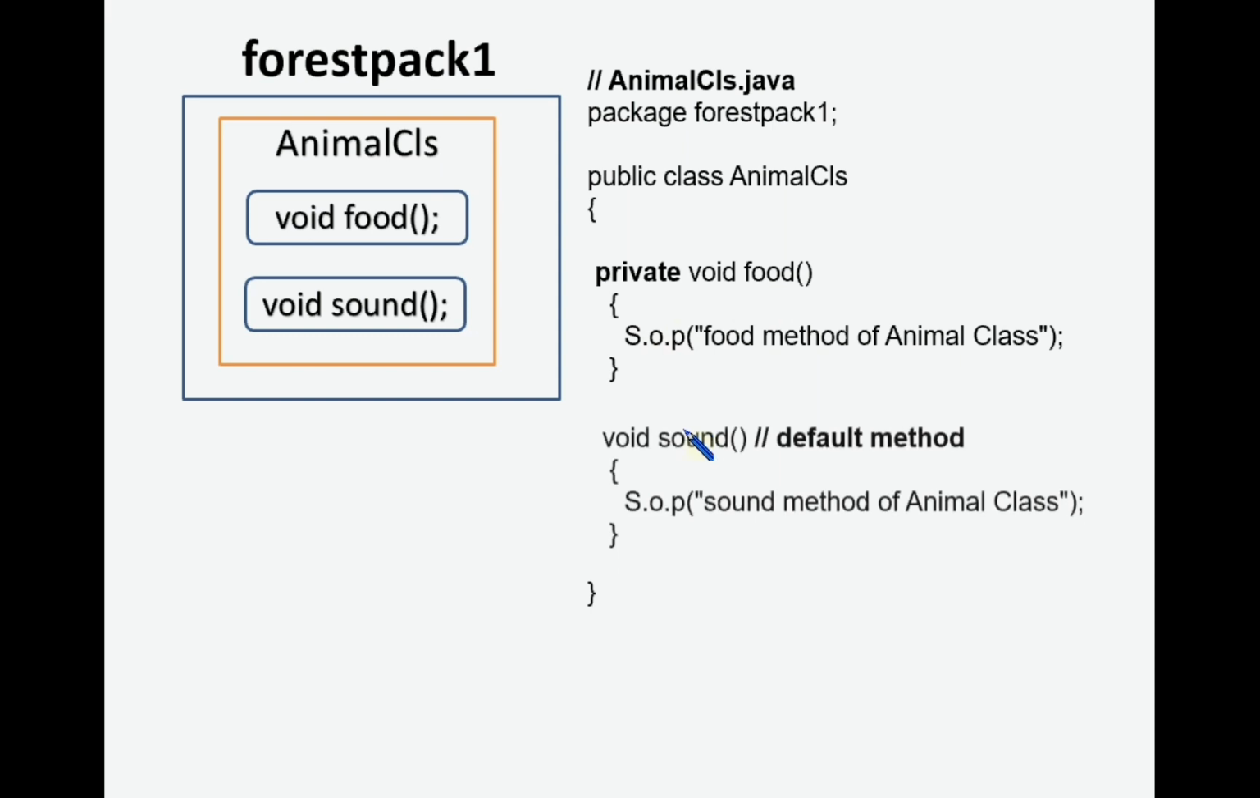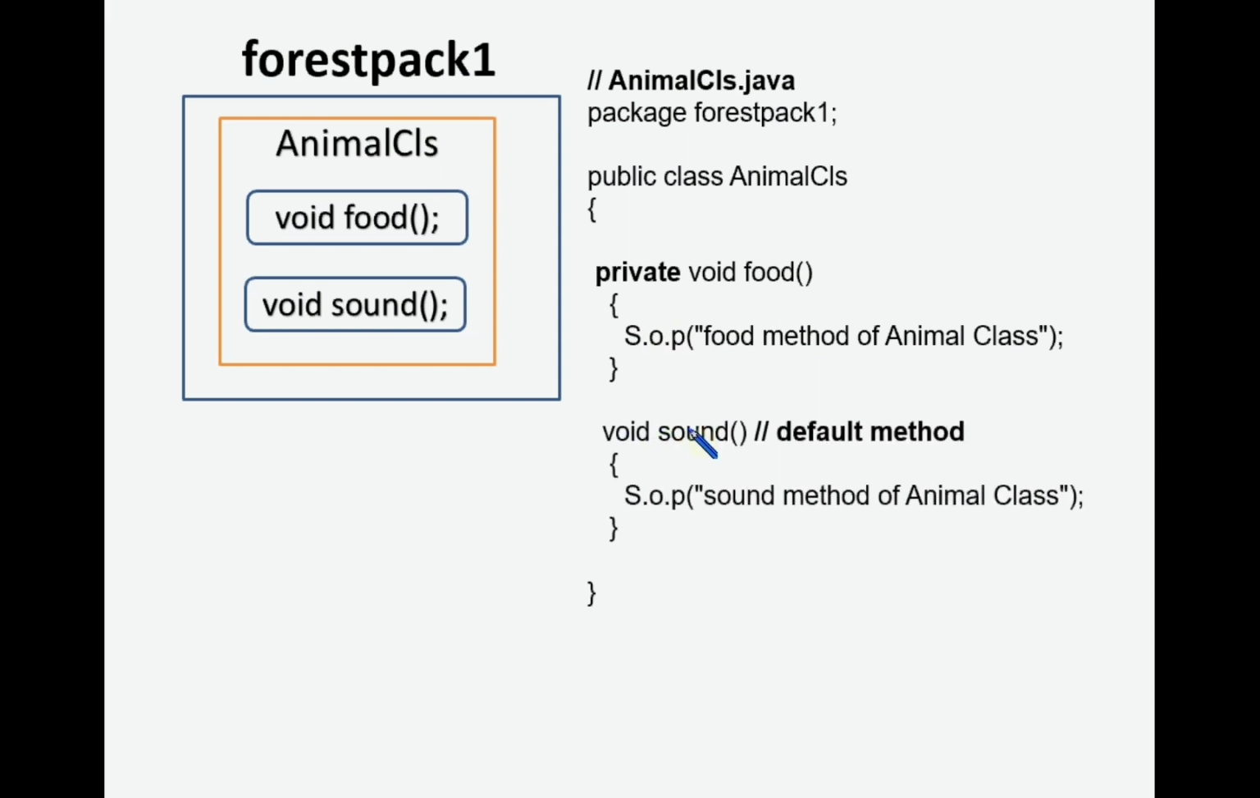Similarly, void sound. Note it down, this is a default method. So what is the access specifier here? This is default. So what is the default access specifier in Java? Yes, it is package or friendly or package private. Here we are displaying a message: sound method of animal class.